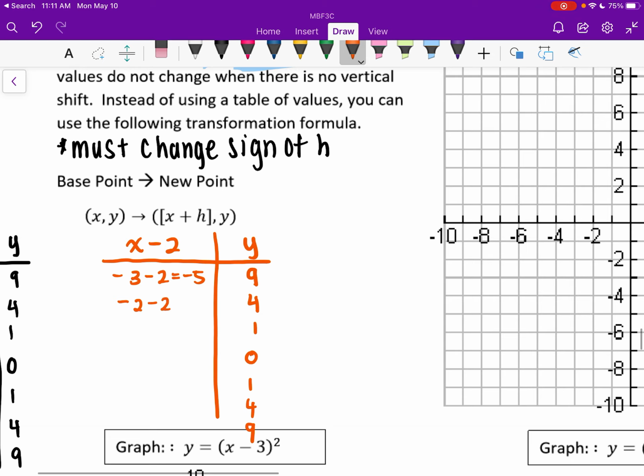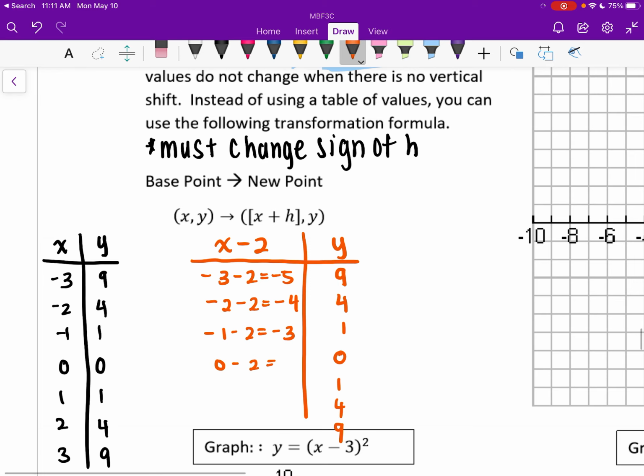-2 minus 2, -4. -1 minus 2, -3. 0 minus 2 equals -2. 1 minus 2 is going to give me -1. 2 minus 2 is 0. And then 3 minus 2 is 1.